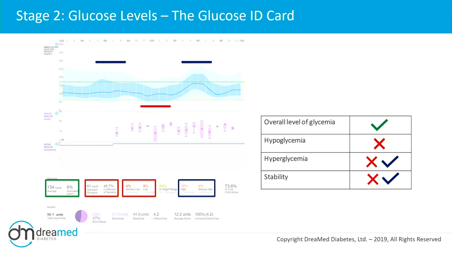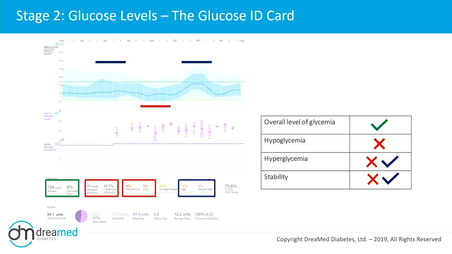So for example, if we look at this AGP report, we can mark up the things that we are looking at. So we looked at, yes, the overall glycemic control is okay, has 134 average glucose levels. It has about 61% time within range, which is pretty much okay, but still he had some highs around the morning time, evening time, and a low around noon.